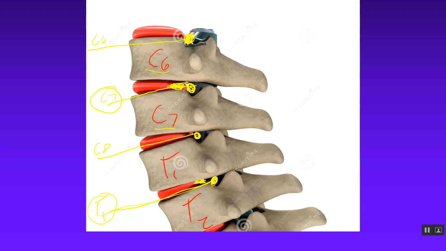So does that make sense? So this is going to be T1 nerve root involvement when you have a bulging disc between T1 and T2, but for C6 and C7, it's going to be C7. That's the most likely involved nerve root. Does that make sense?